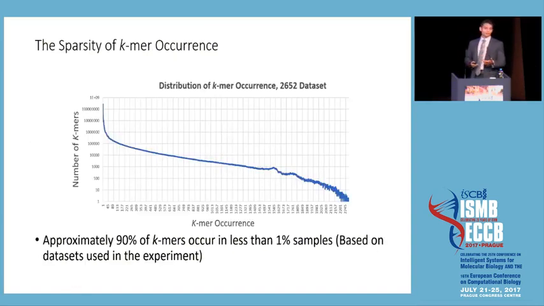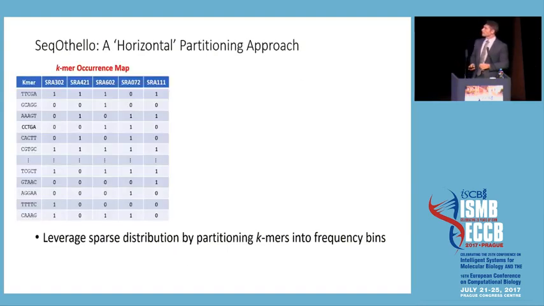Now, when we were pre-processing the data used to test SeqOthello, we noticed something quite interesting, and that was approximately 90% of the k-mers occurred in less than 1% of the samples. And furthermore, over 50% of the k-mers only appeared in one sample. So that tells us that this extremely large bit matrix is actually really sparse. And SeqOthello is in a position to capitalize on this sparsity.